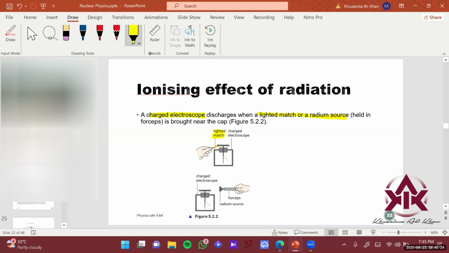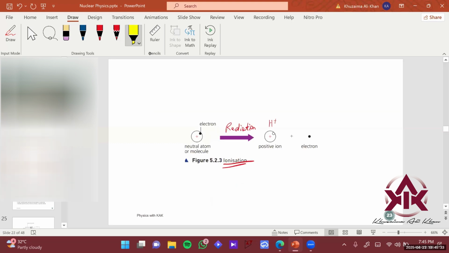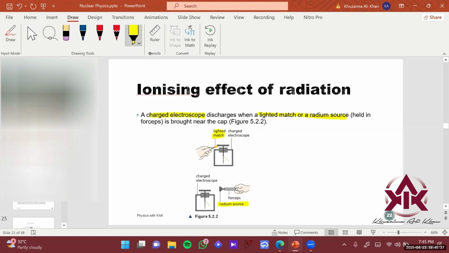It will basically discharge an electron, right? It ionizes itself over here. So if I bring a radium source here, again it does this process, right? It ionizes an atom. I hope it makes sense.